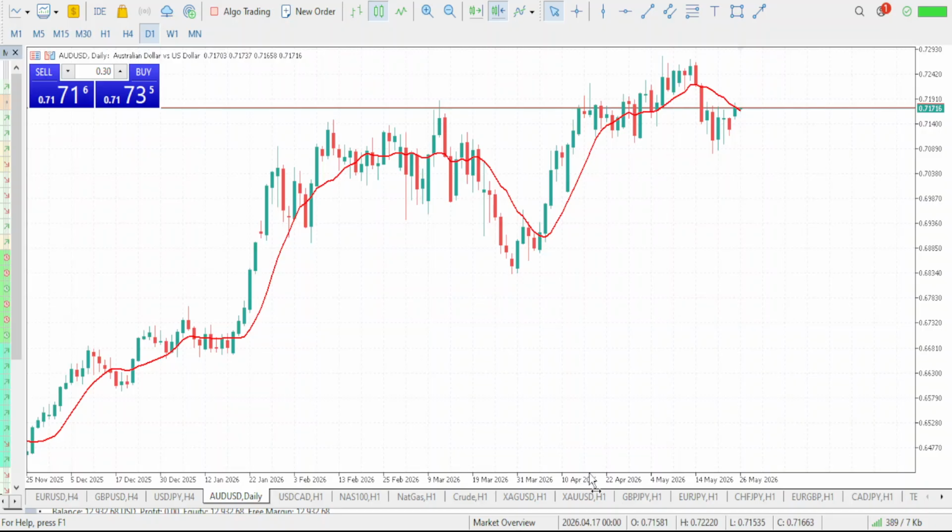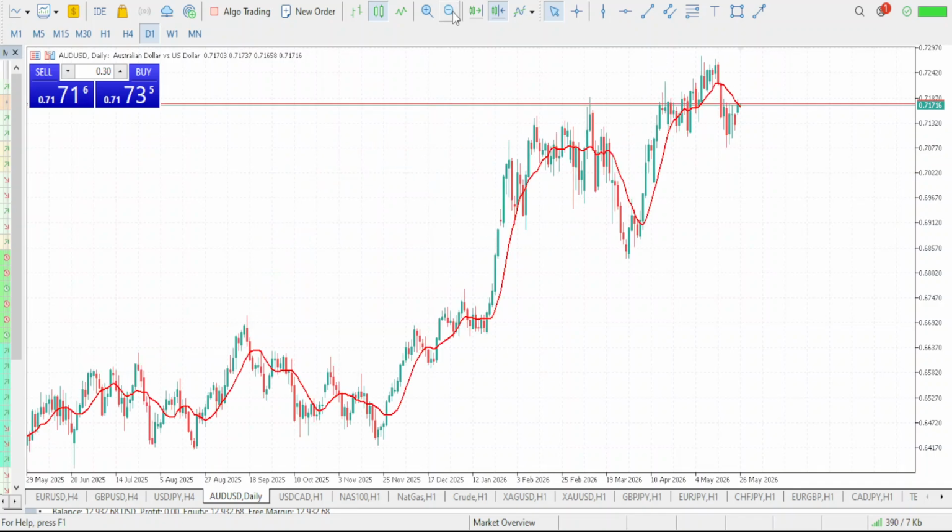Now guys, let's take a look at what we are going to be expecting for the day on our AUD USD. So let's see what AUD USD is actually going to be giving us. First thing first, guys, before you take a trade, you need to know what a trend is. Remember, first thing is to know your trend. Second, trade with the trend.